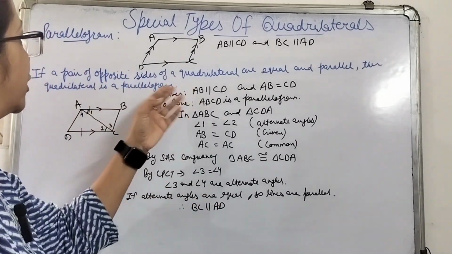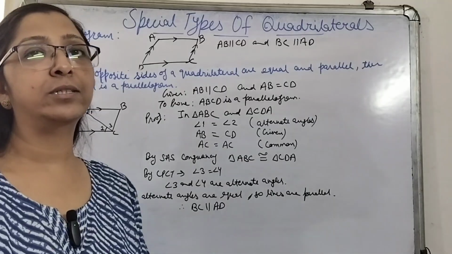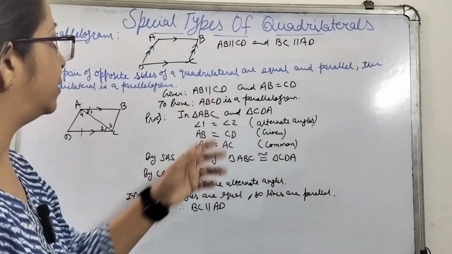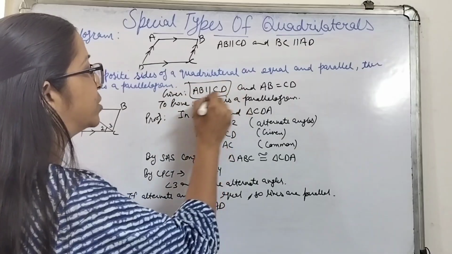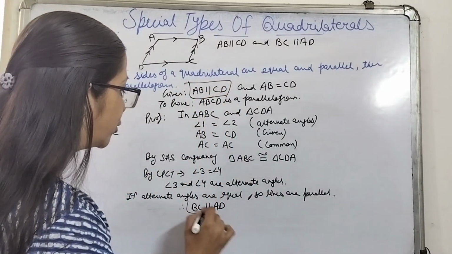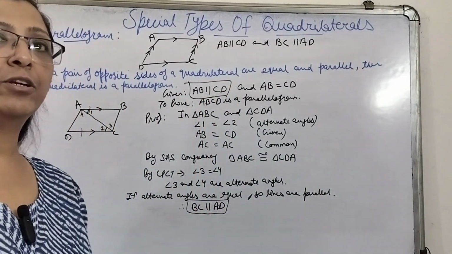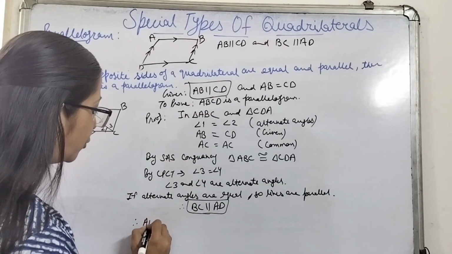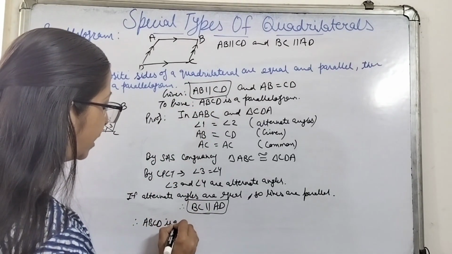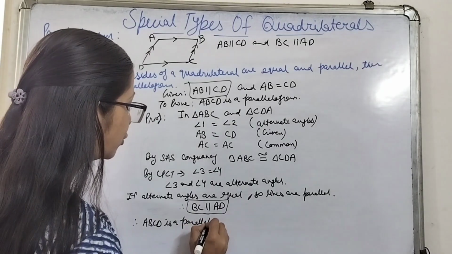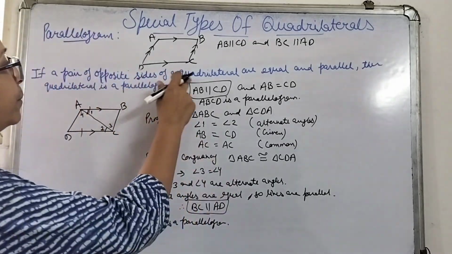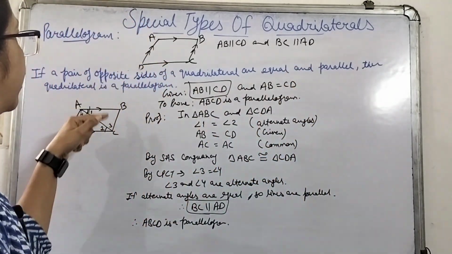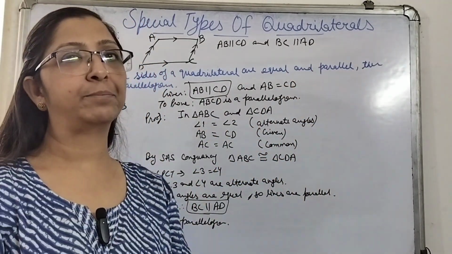So if both pairs of opposite sides are parallel to each other, we say the quadrilateral is a parallelogram. Already it was given that one pair of opposite sides was parallel. Just now we have proved that the other pair of opposite sides is also parallel. Because both pairs of opposite sides are parallel, therefore ABCD is a parallelogram. So this is how we can prove that if one pair of opposite sides is equal and parallel, then the quadrilateral will be a parallelogram.